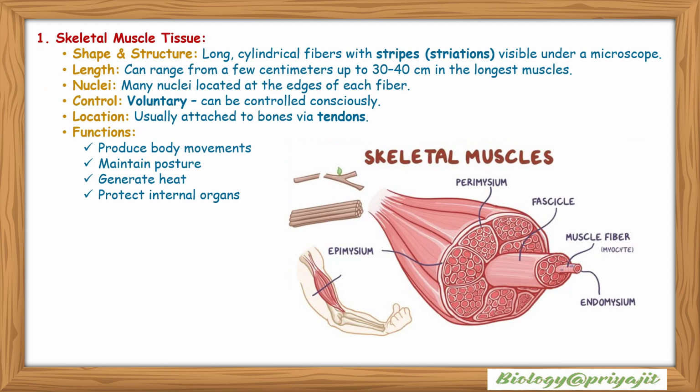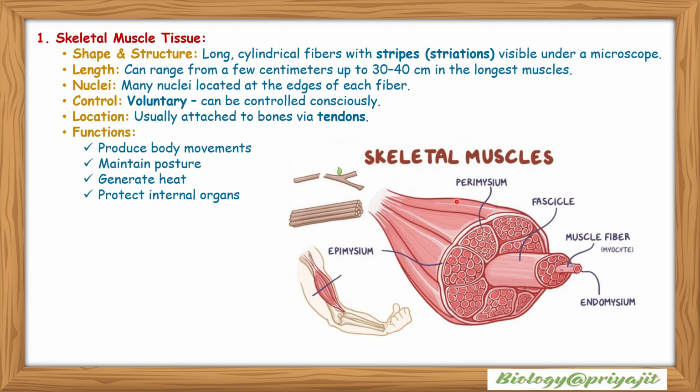Skeletal muscle tissue shape and structure: they are long cylindrical fibers with stripes or striations visible under a microscope. Their length can range from a few centimeters up to 30 to 40 centimeters in the longest muscles. They have many nuclei located at the edges of each fiber. Their control can be consciously controlled, so they are called voluntary muscles. Their location: they are usually attached to bones via tendons. Their functions are to produce body movements, maintain posture, generate heat and protect various internal organs.